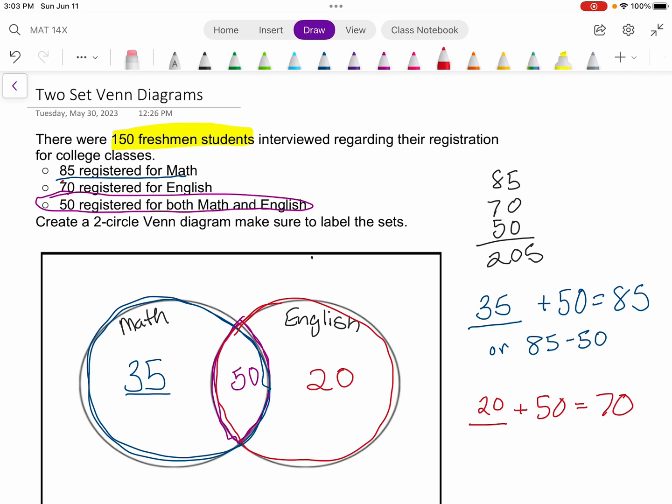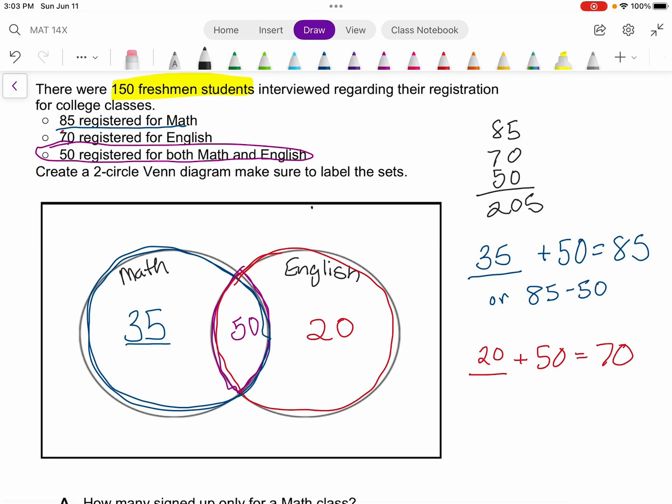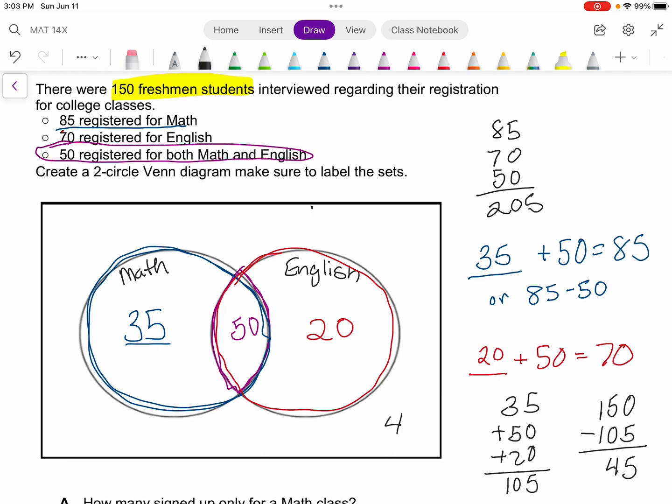Now I'm going to go back to that total we began with, because if I look at the three parts of my circles, I have 35 plus 50 plus 20, which comes out to 105. But now I'm short students, because I still need 150 total students. So far, I've only accounted for 105 of them. If I subtract those, I find that there are 45 students who didn't sign up for English or math. So they're just going to be outside, floating there on their own.